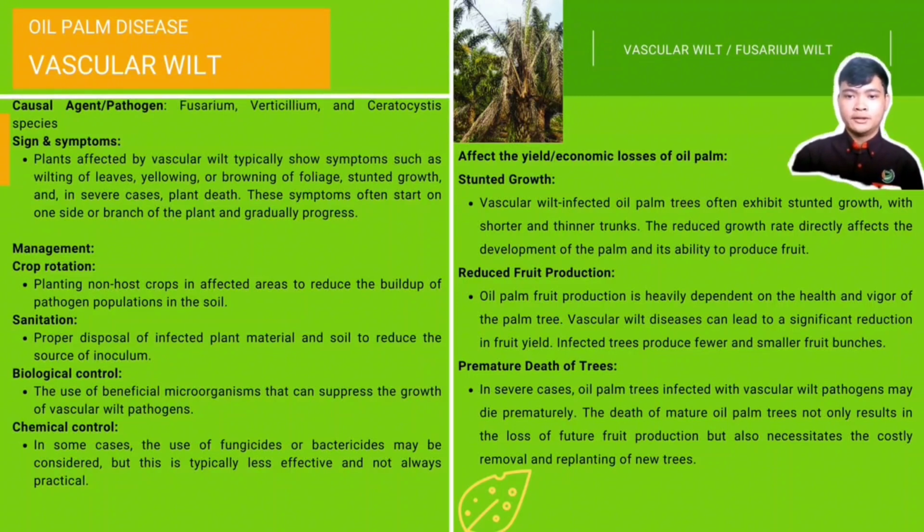The effect on the economy and the yield of the oil palm: stunted growth and reduced fruit production. Oil palm fruit production depends heavily on the health and vigor of the palm tree, so vascular wilt disease can lead to a significant reduction in fruit yield. And the third effect is premature death of the tree, in which case an oil palm tree infected with the vascular wilt pathogen may die prematurely.